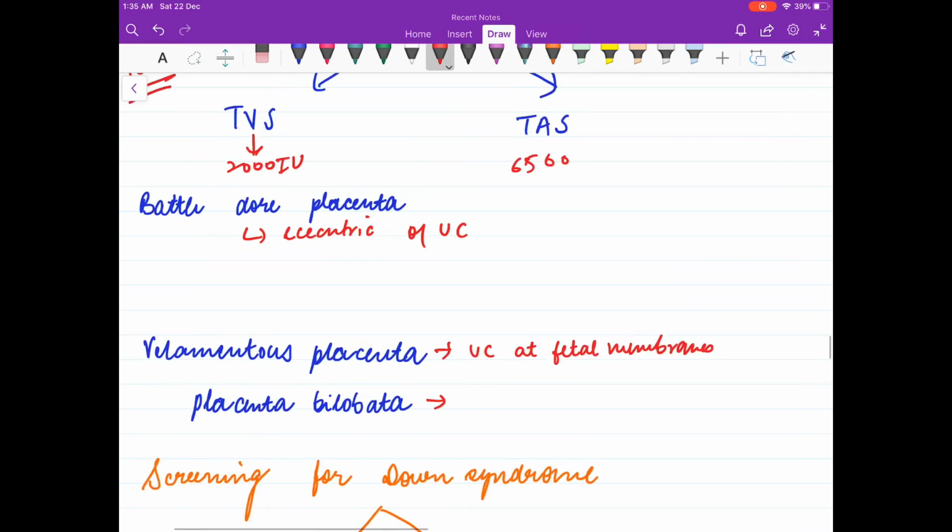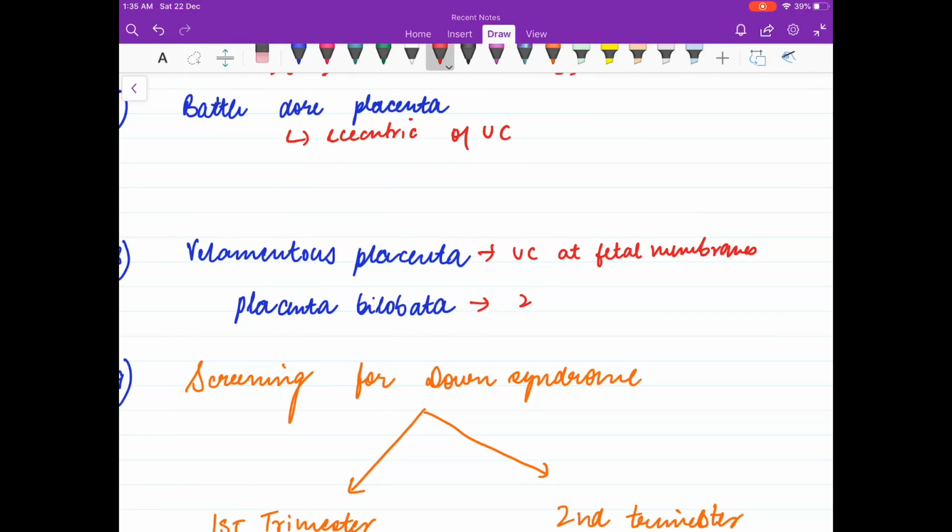Placenta bilobata is when there are two lobes of placenta which are equal in size. And placenta subsuccenturiata is two lobes of placenta which are unequal in size.